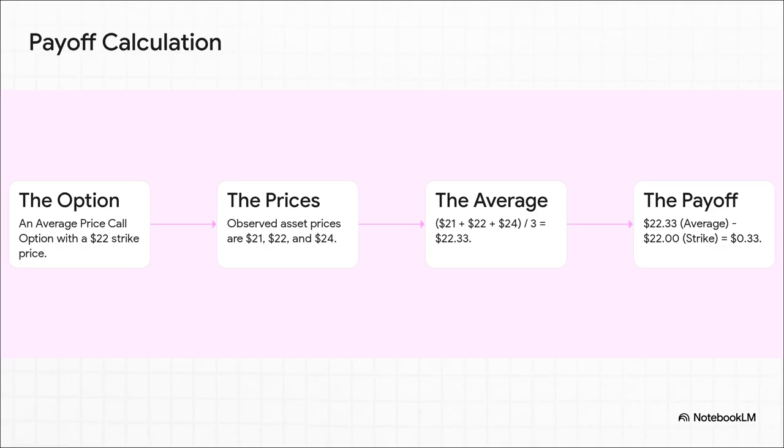Let's say you have an average price call option with a strike of $22. Over the period, we see three prices, $21, $22, and $24. First, you just do the simple math. Add them up, divide by 3. You get an average of $22.33. Then, the payoff is just that average, $22.33 minus your strike of $22. Boom! The payoff is 33 cents.